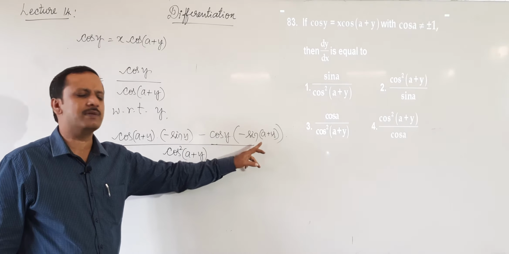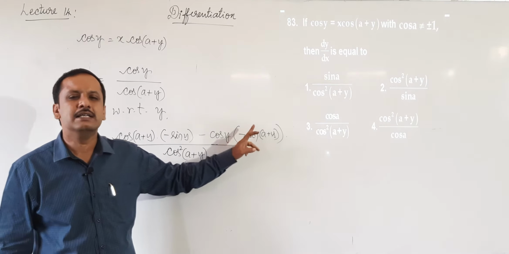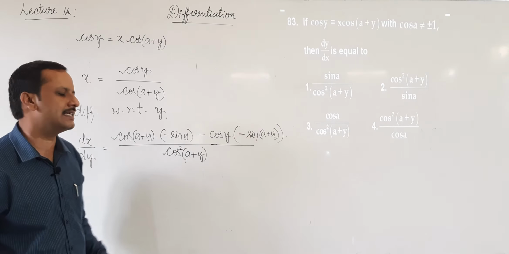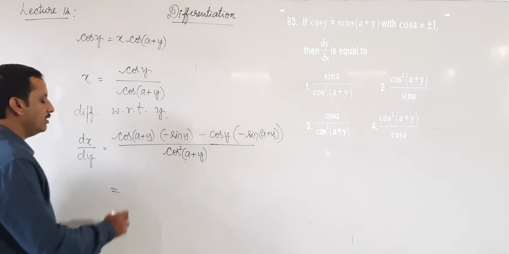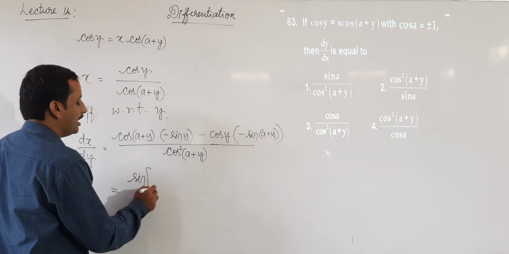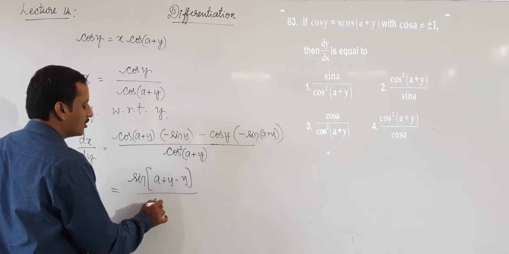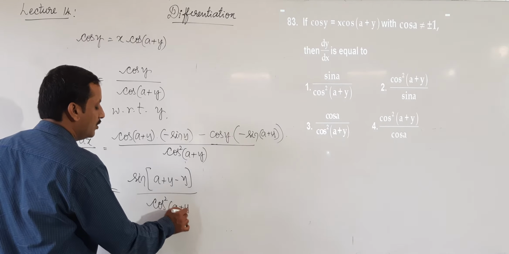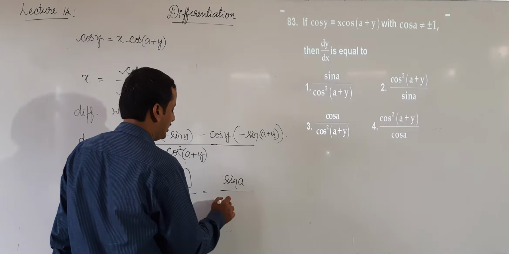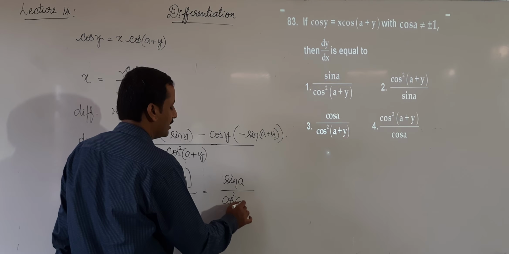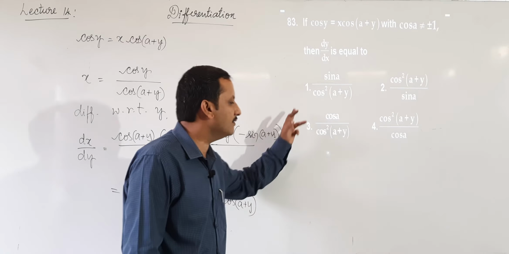So here you have sin(a plus y) into cos y minus cos(a plus y) into sin y. It looks like sin A cos B minus cos A sin B, which is equal to sin(A minus B). Sin of a plus y minus y, divided by cos square(a plus y). Y gets cancelled, so you have sin a divided by cos square(a plus y), which is the first option.